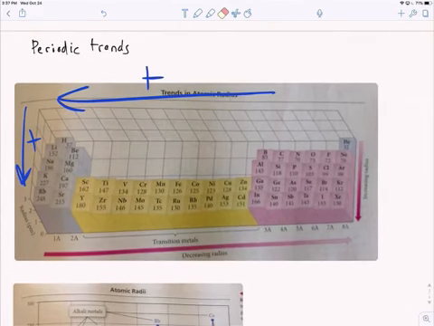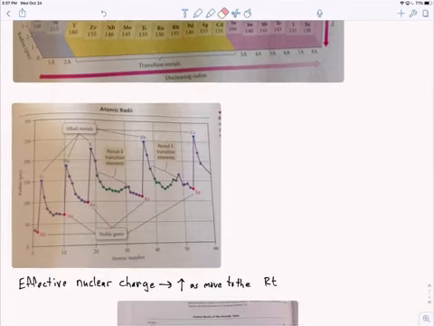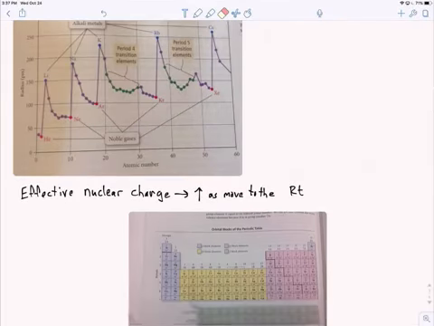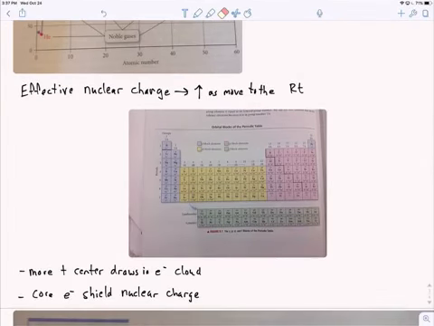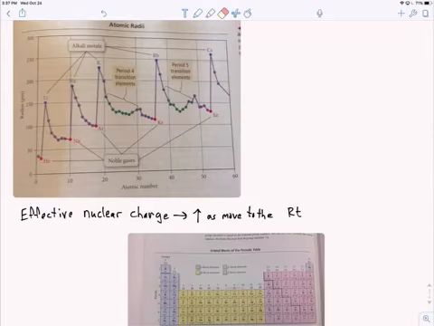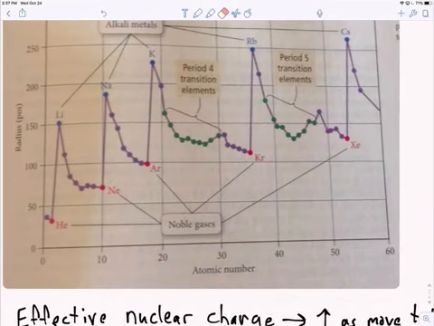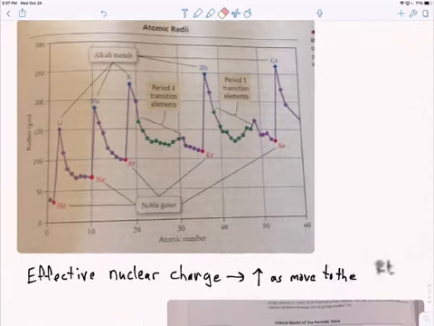The size trend is that furthest to the left is the biggest, and furthest down is the biggest. Here's a chart showing that the alkalis are the biggest, and the noble gases are the smallest. The reason why is the effective nuclear charge. Also something to note: for the transition metals, this is not a smooth transition. It's a general trend, not a completely smooth trend.